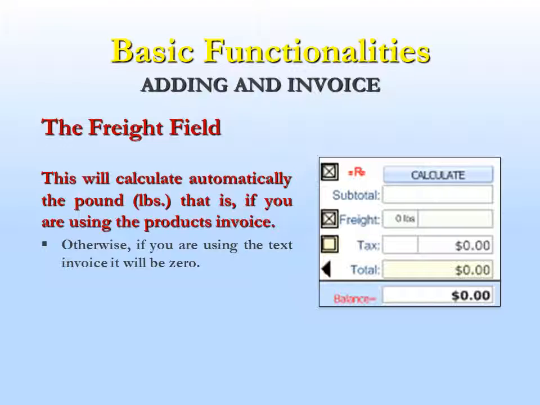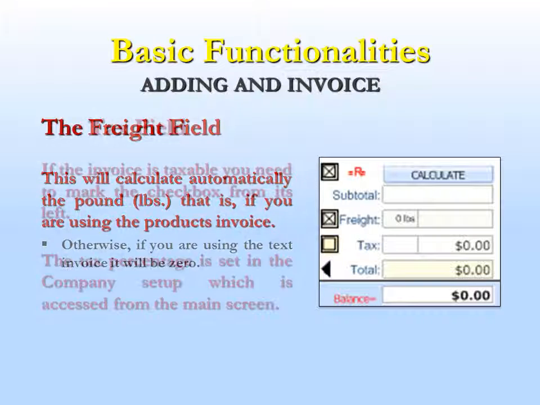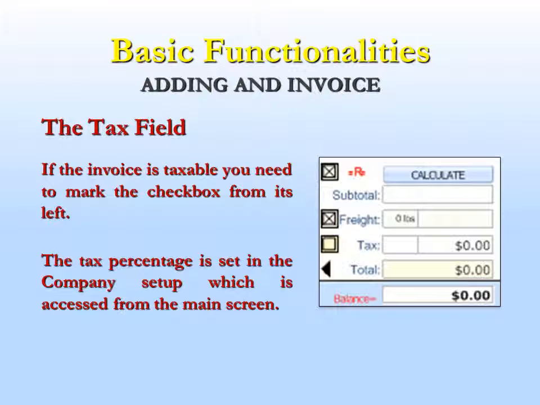The freight field will automatically calculate the pounds, that is, if you're using a product's invoice. Otherwise, if you're using the text invoice, it will be 0. If the invoice is taxable, you need to mark the checkbox from its left. The tax percentage is set in the company setup, which is accessed from the main screen.